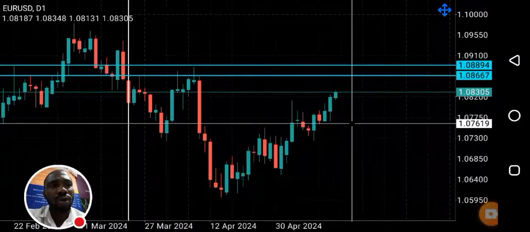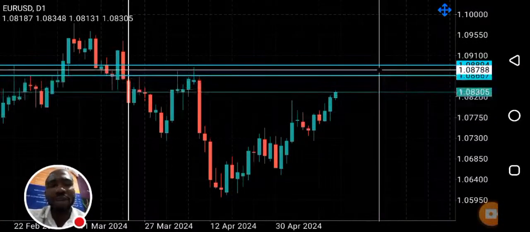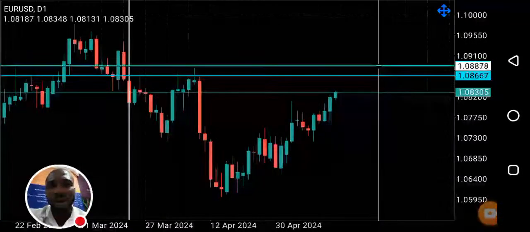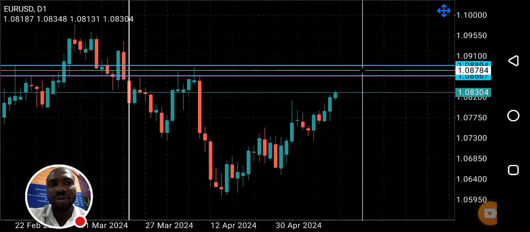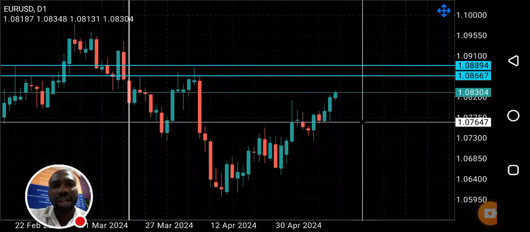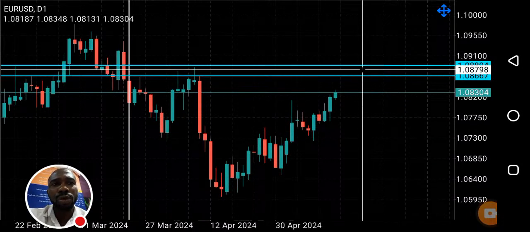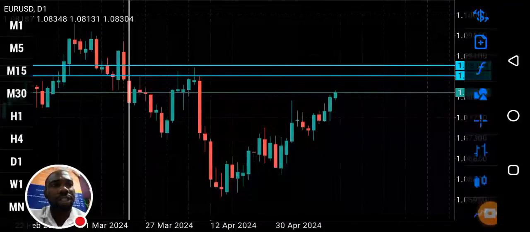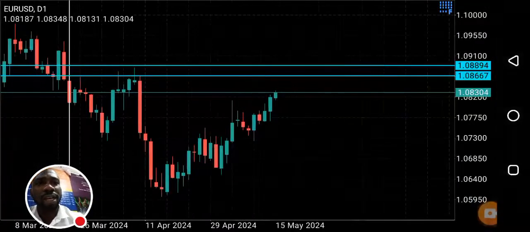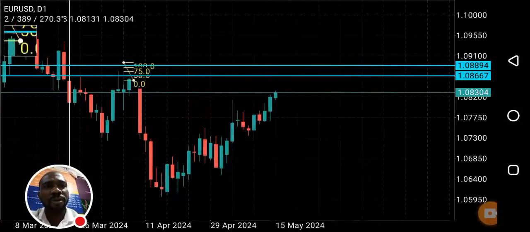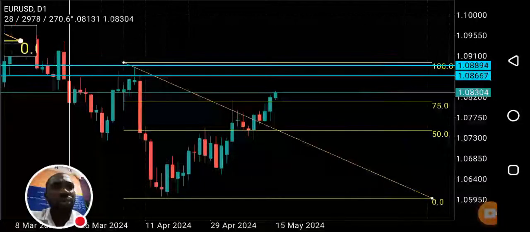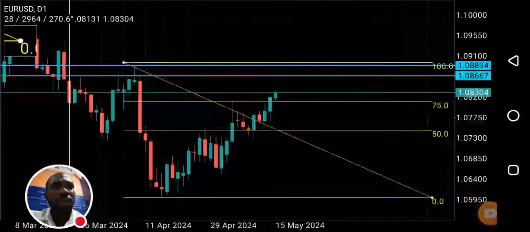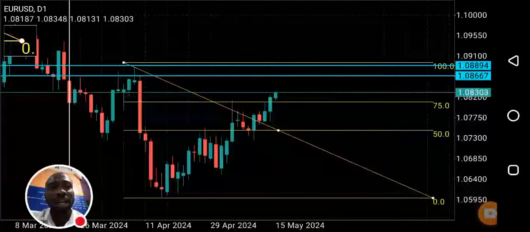Okay, so I would be looking for a sell opportunity on Euro USD. If price is able to hit this level, I would sell Euro USD, because if you apply Fibonacci from this swing high to this swing low, you can see that price is already at a premium level. So price could even reverse from the current market price.